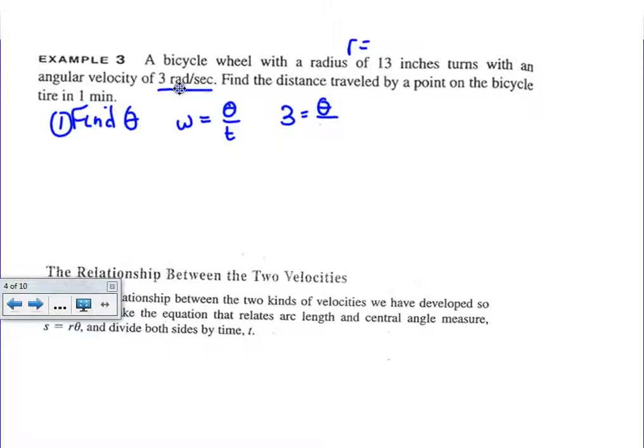Now be careful, because the angular velocity was radians per second, we would have to convert this 1 minute to 60 seconds. So multiplying by 60, you're going to get 180 radians. So that's our central angle.